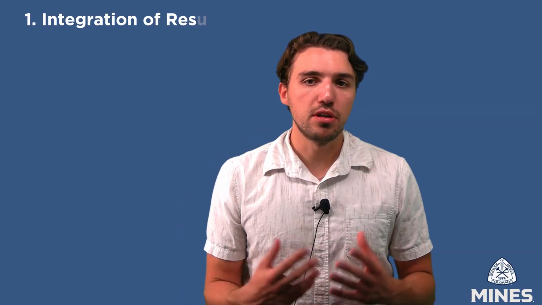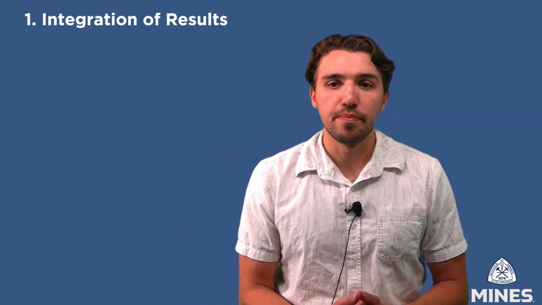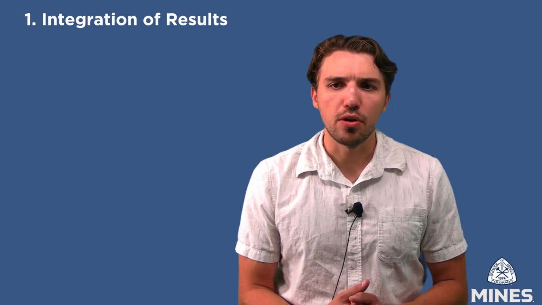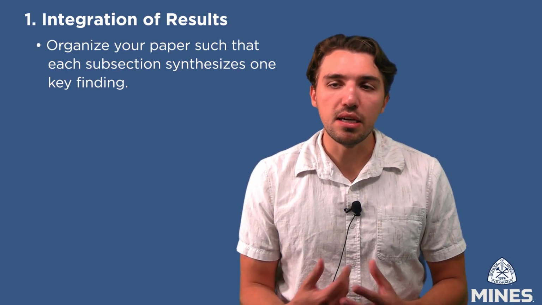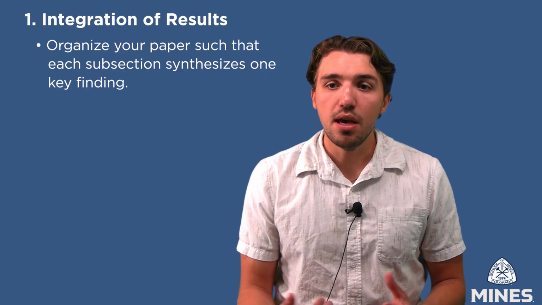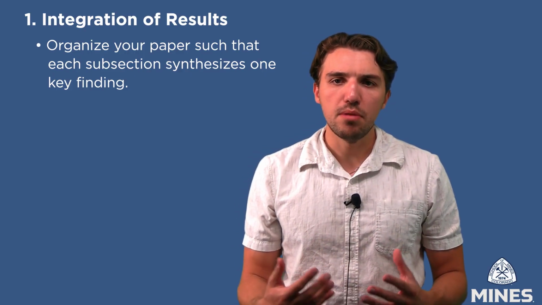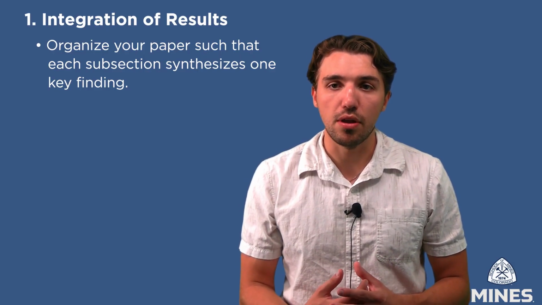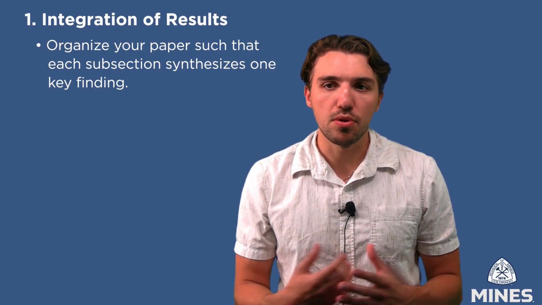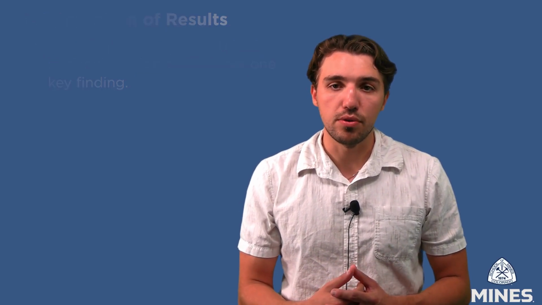One way to start the discussion section is by summarizing the key findings from the results section. If you are writing a larger paper with more than one or two key findings, you can organize your paper such that each subsection of the discussion synthesizes one key finding. For example, a subsection may summarize the significant effects of a new drug on blood pressure levels, while another may reiterate the results of the speed at which the new drug altered blood pressure levels.